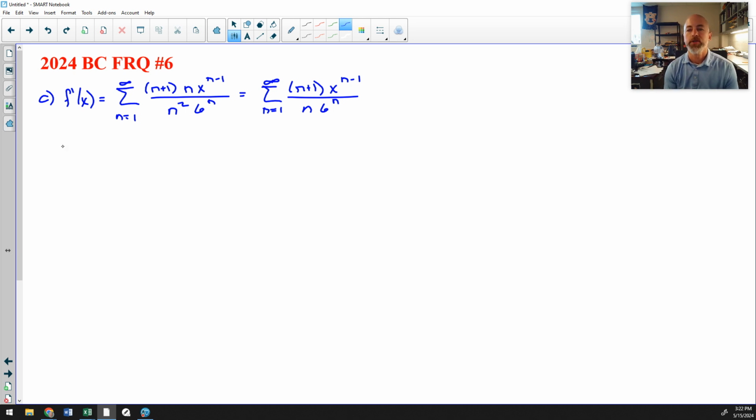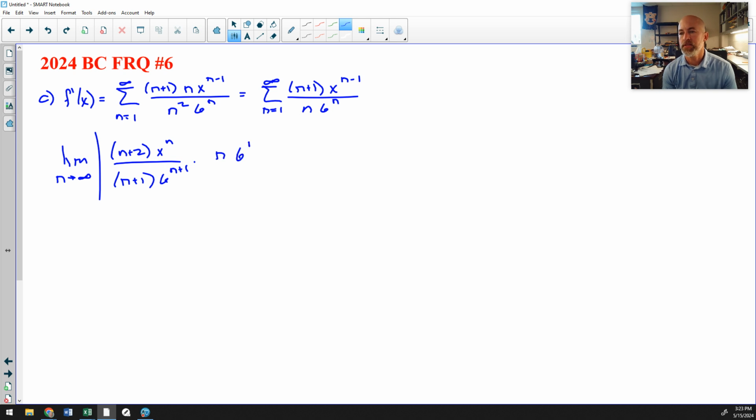All right, ratio test. Limit as n goes to infinity of the absolute value of, and I'll plug in n plus 1. n plus 1 plus 1 is n plus 2 times x to the n plus 1 minus 1 is just to the nth, all over n plus 1 times 6 to the n plus 1. And then we divide by the series, which is the same as multiplying by the reciprocal, n times 6 to the n over n plus 1 times x to the n minus 1. And then we start to cancel this as much as we can.